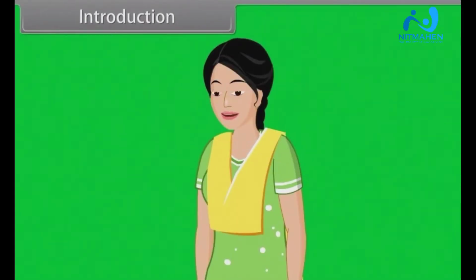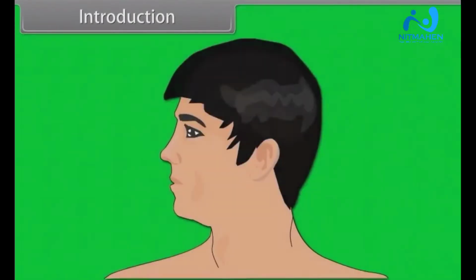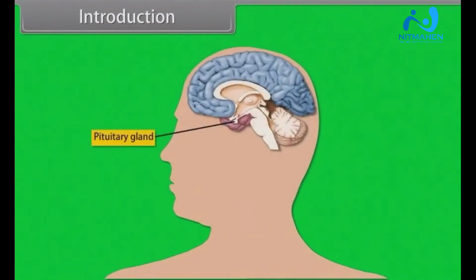Hey kids, in this lesson you will learn chemical coordination and integration in the human body. Do you know how we grow in size? Growth is a very complex process involving coordinated action of several hormones. Majorly, growth hormones are responsible for stimulating growth of the body, which is released by the pituitary gland.